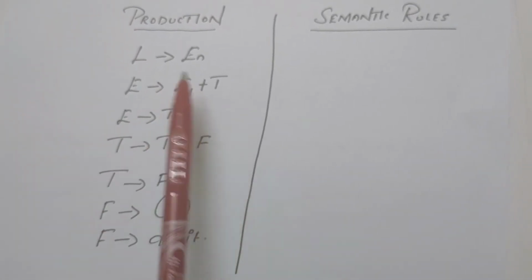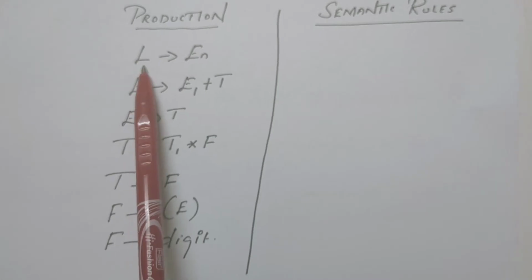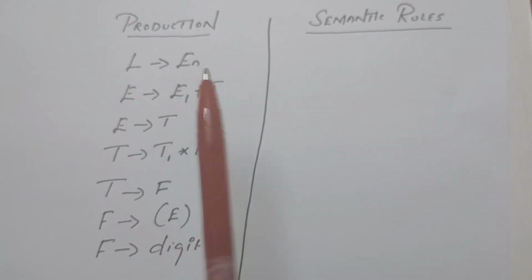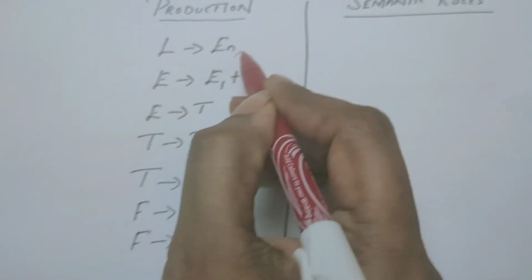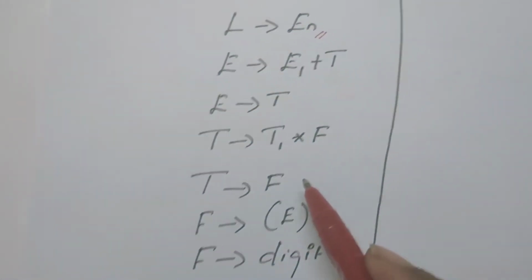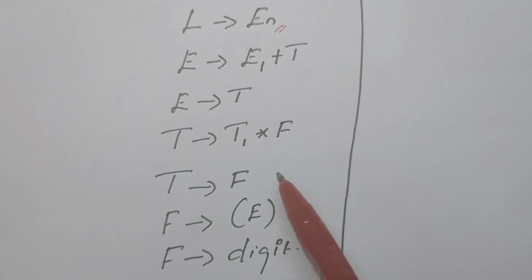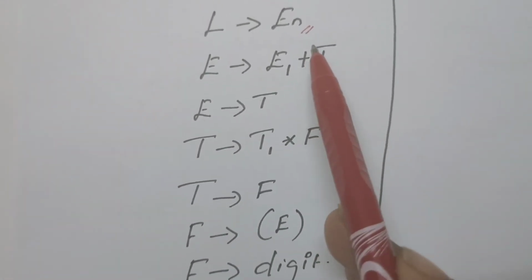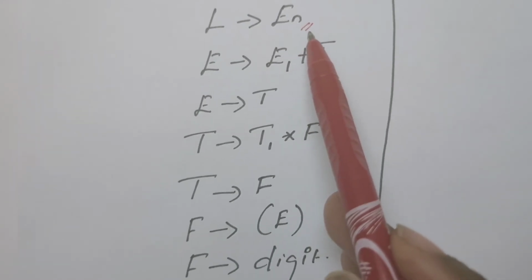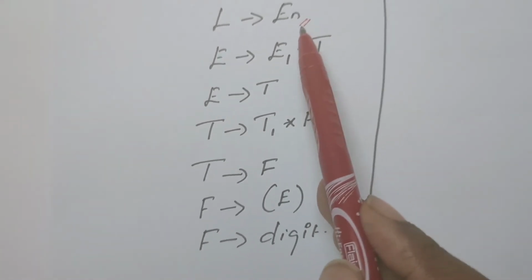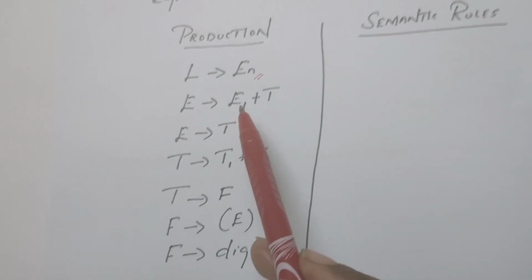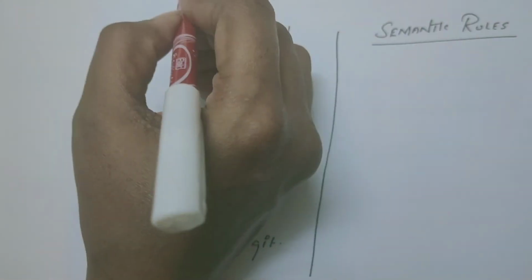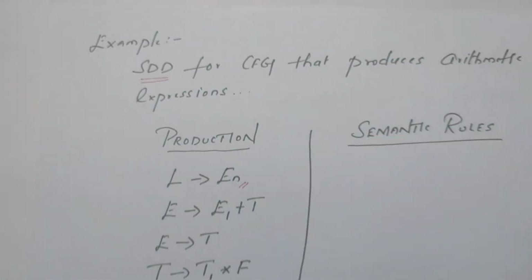Apart from this rule, there is one more rule. By the way, L becomes the start symbol of this grammar. L derives E n. What is this n? This n is nothing but the end marker. Normally, after writing an expression, for example in the C programming language, we end with a semicolon, right? That semicolon indicates the end of that expression. So this n is nothing but the end marker of the expression. So this is the given grammar. We are going to understand what is SDD from this given example.